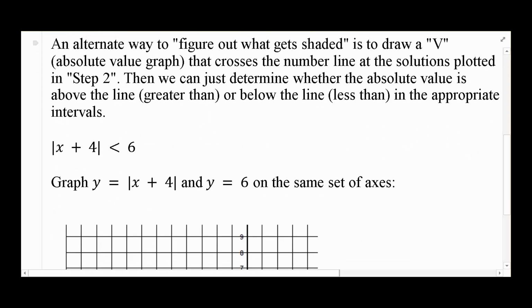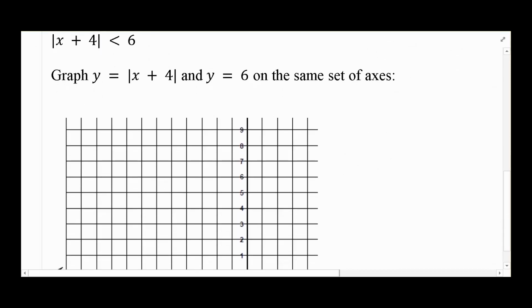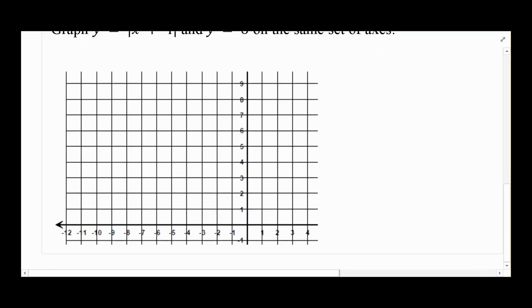One of those tricks is if we have an absolute value inequality, let's graph what's going on as a V. And let's see why this works. So let's scroll off that page for a second, and let's suppose that we're trying to solve the inequality absolute value of x plus 4 is less than 6. What I want to do is graph y equals the absolute value of x plus 4 and y equals 6 on the same set of axes.